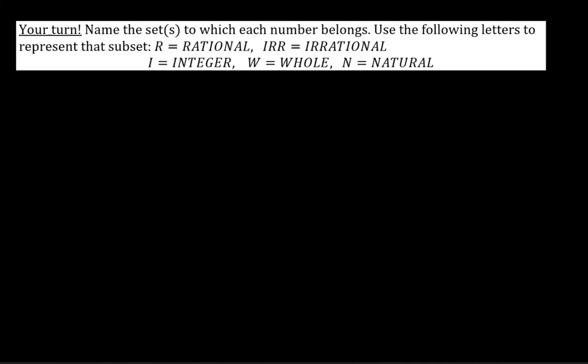So now, on the back, make sure that you take those numbers and name the subsets to which each number belongs. You use the following letters to represent those subsets. Instead of having to write out those huge words each time, R is going to be rational, IRR is irrational, I is an integer, W is whole number, and N is natural. So each of those letters stands for that specific subset. Make sure you're seeing each of those.